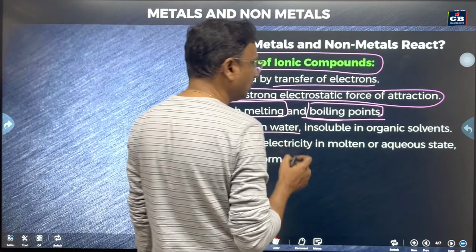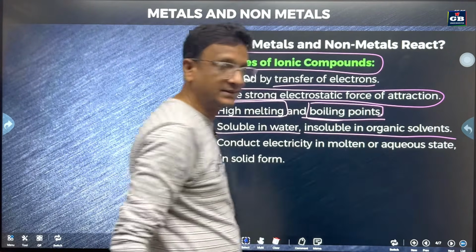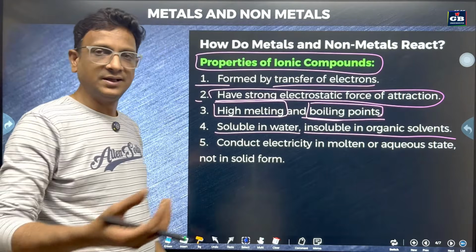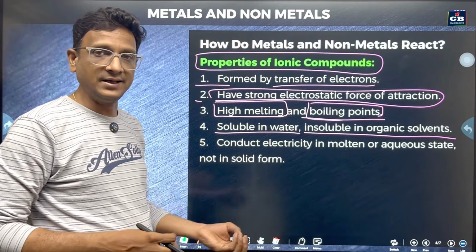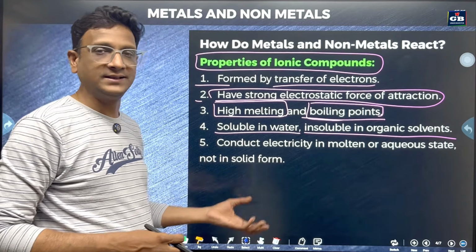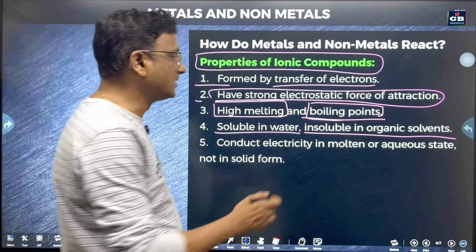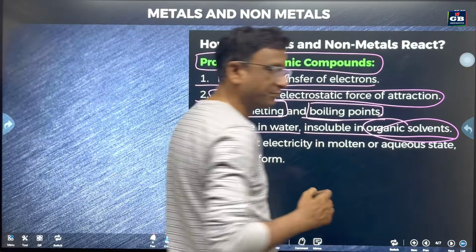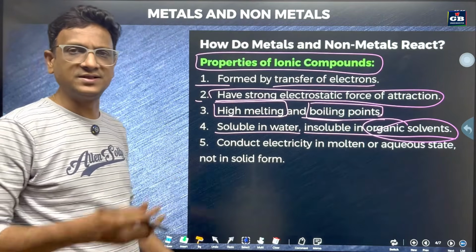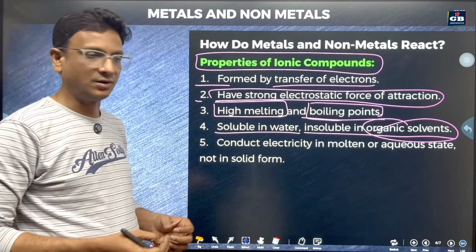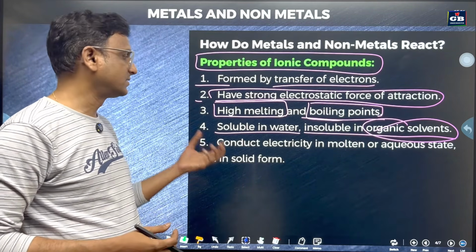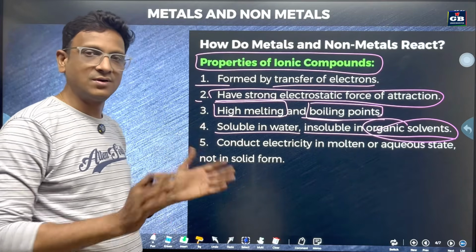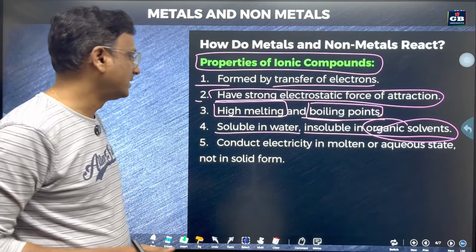Ionic compounds are soluble in water and insoluble in organic solvents. Salt is soluble in water, so ionic compounds are soluble in water. And they are insoluble in organic solvents like kerosene or petrol. You see, the salt is not dissolved in that, or in oil. So in organic solvents these ionic compounds are not dissolved, but in water they are dissolved.